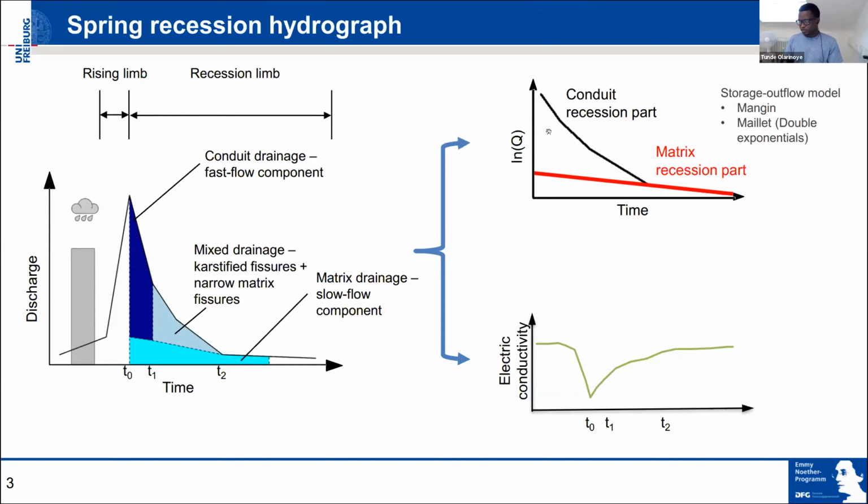estimate the recession parameters. And if we have additional information about the physicochemical properties, we can also use electrical conductivity to separate the conduit and the matrix flow, because during peak flow, during conduit flow, we have dilution of EC, and then we have this kind of shape, and then after the base flow recovers, we have a more stable plateau in the conductivity.